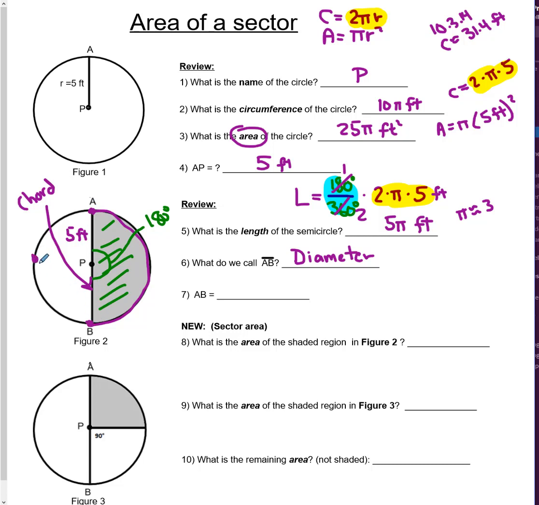This is a chord over here too. I'm going to erase this one in a second because it's not really given to us. That's a chord also. Okay, so that's new. A diameter is a chord. It's just a special chord, but it is a chord. AB, when I see 2 capital letters next to each other, that means the distance from point A to B. How far is it from A to B, or what is the length of the diameter? Well, if the radius is 5, then it's 10. And of course, 10 feet. Okay, so let's do the new stuff.